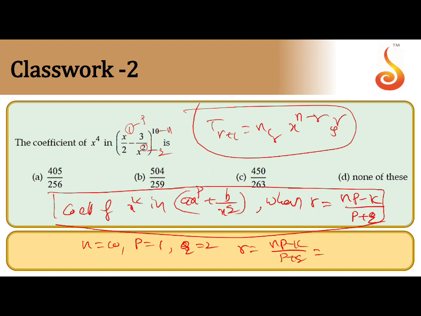So for finding the quotient of x power k in the expansion, if they expand in the form of (a x power p plus b by x power q), then r equals (np minus k) by (p plus q), you can take it here. So what is n? The exponent of the expansion. p is the x power of the first term and q is the x power in the denominator, you can take it and use the formula. So now I hope you understand here. I will take this one solution on the next page. So first of all, what r value do we require? I'll do it on the next page.